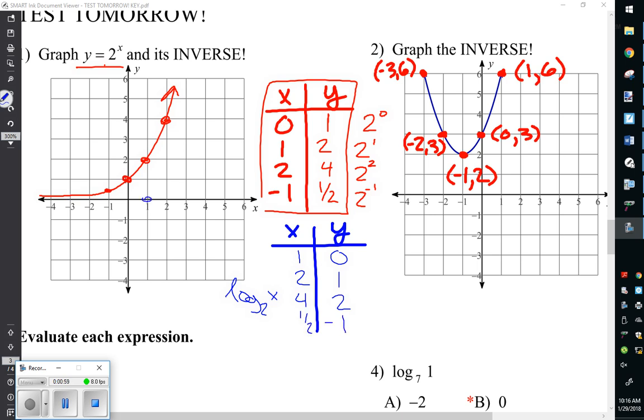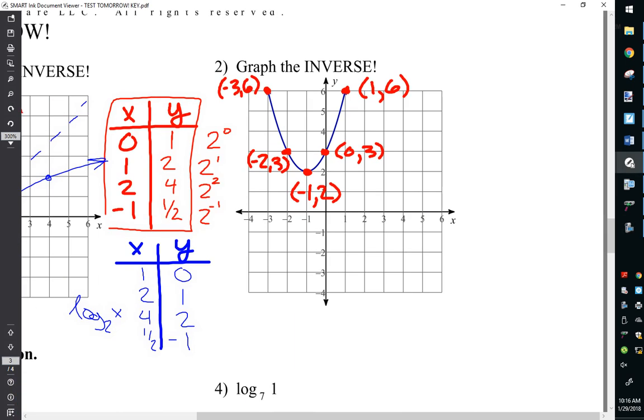0, 1 becomes 1, 0; 2, 1 becomes 1, 2; 4, 2; and 1/2, negative 1. Starting here and taking off in that fashion. Those two things are inverses. Remember, when they're inverses, it looks like you can fold them over that line right there.